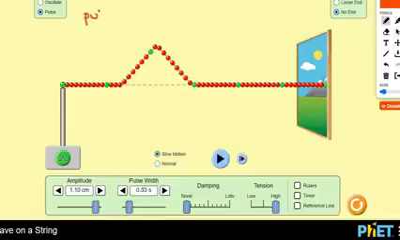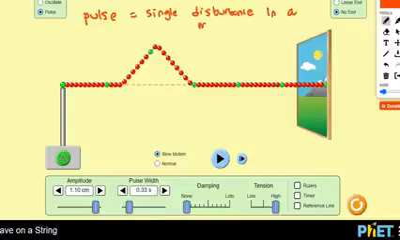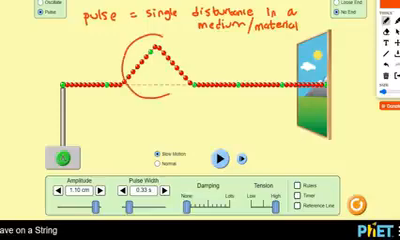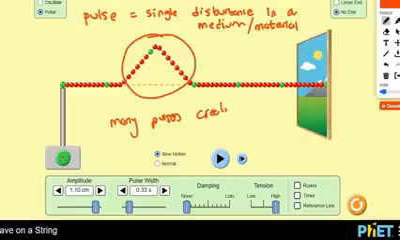A pulse is a single disturbance in a medium. A medium is like another word for material. Okay? And then I showed you that if you have many pulses, then that'll create a wave.